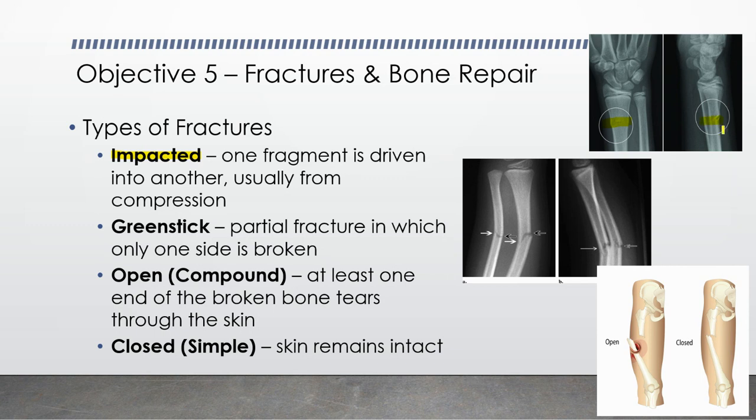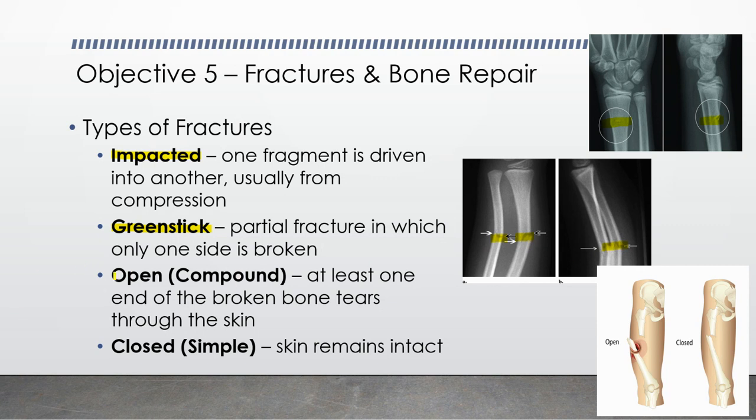A lot of times you could get those if you fell. And then a greenstick is where it doesn't go all the way through from one side of the bone to the other. It actually just breaks on one side, and the other side just bends. So there's my greenstick fracture. You can see it's only going part way through the bone.